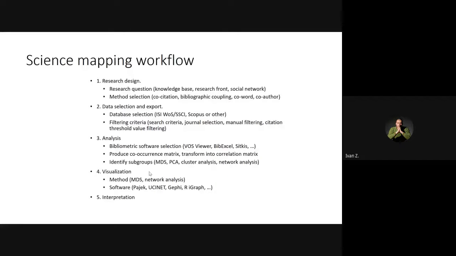Okay. Let's see. So we stopped at the science mapping workflow. This is a 5-step workflow, and I think I did the data selection. Next, the step in the flow is actually process, right?